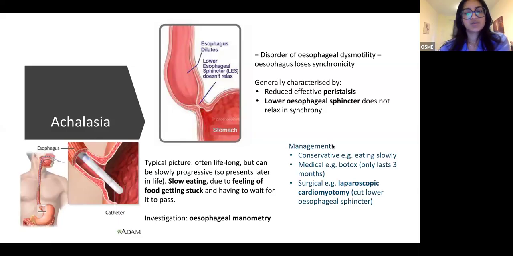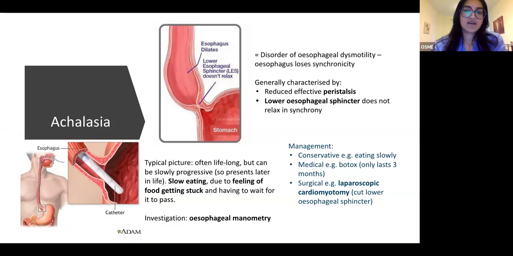And the management, as always, we have a conservative option, which is eating slowly. And the medical option is Botox, so injecting the botulinum toxin to relax the muscles of the lower esophageal sphincter, which can facilitate the passage of food into the stomach, which can be very useful in terms of relieving the symptoms, but it is temporary, so it only lasts for 3 months. And for some patients, they might want surgical management. So that would be a laparoscopic cardiomyotomy, which is where you go in and cut the lower esophageal sphincter to make it wider. And yeah, that is a permanent solution.